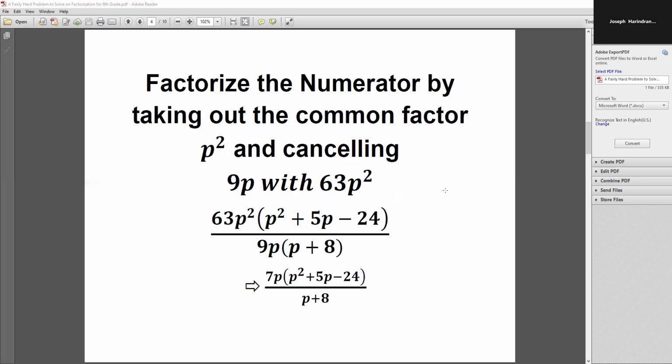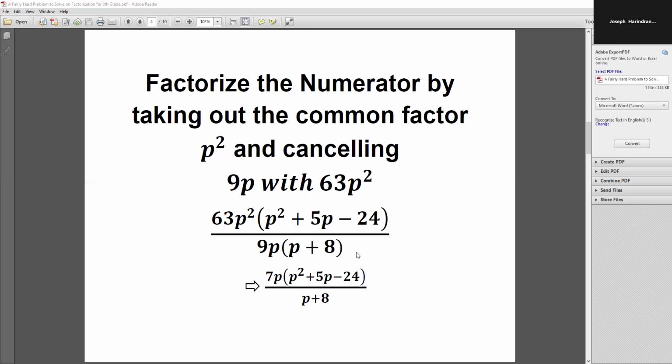Step 2. Factorize the numerator by taking out the common factor p squared and cancelling 9p with 63p squared as we have done here. 63 was there. Now we have taken additionally p squared in the numerator and the remaining terms within brackets will be p squared plus 5p minus 24, whole divided by the denominator, which remains unchanged as 9p into p plus 8 within brackets.